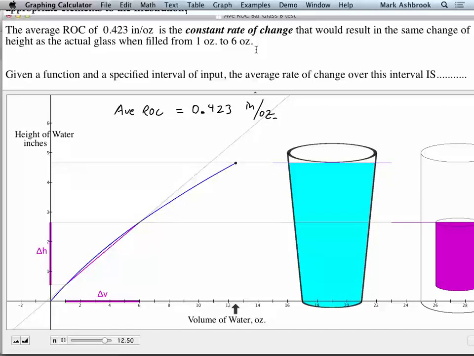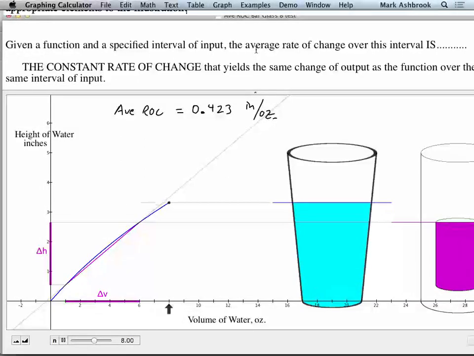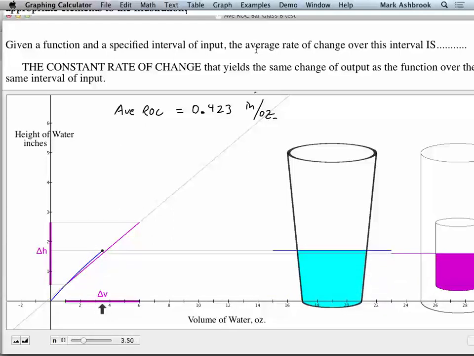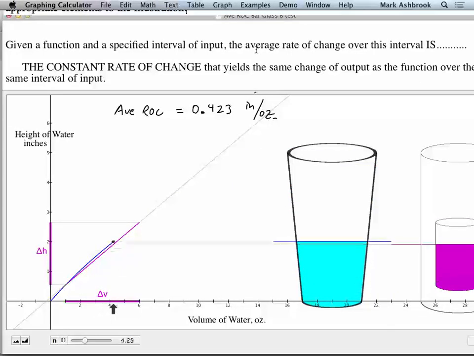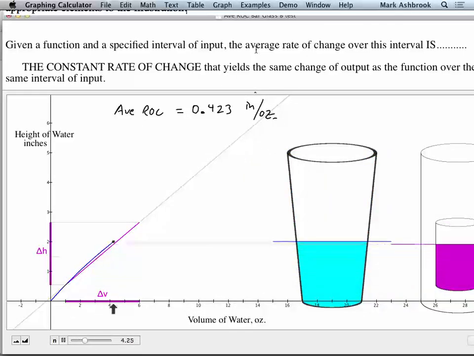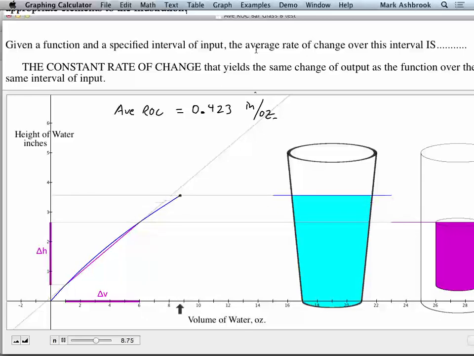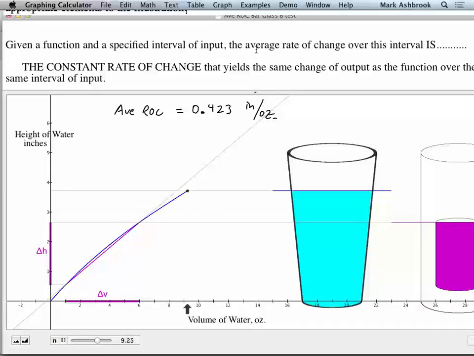So that's what we're trying to talk about all class long. Constant rate of change that yields the same change in output as the function over the same interval of input. So in terms of this backward journey, we have accumulation like this. This is an accumulation function, accumulation of height. And we're trying to find the rate. This idea of average rate of change is critically important. Okay, the constant rate of change that yields the same change in output for this given change in input.